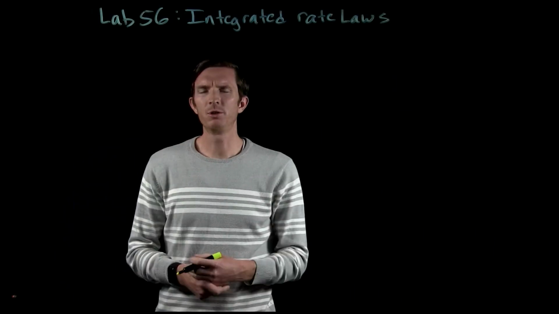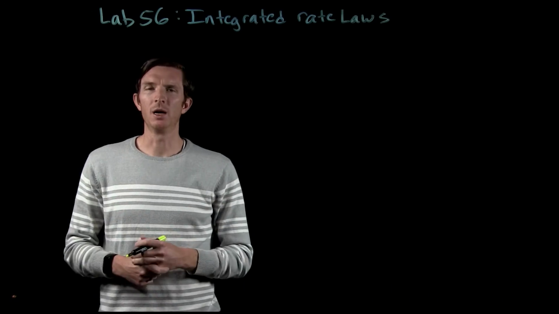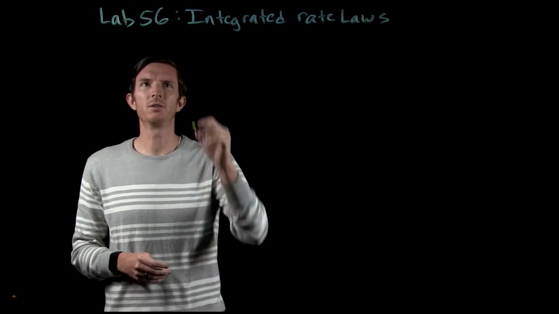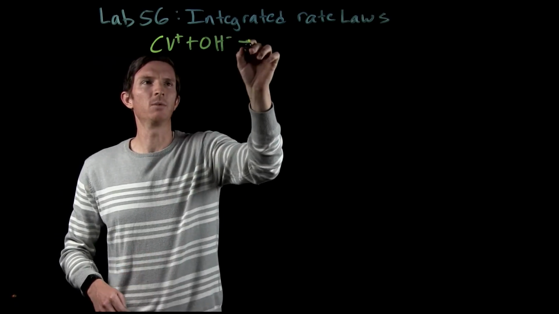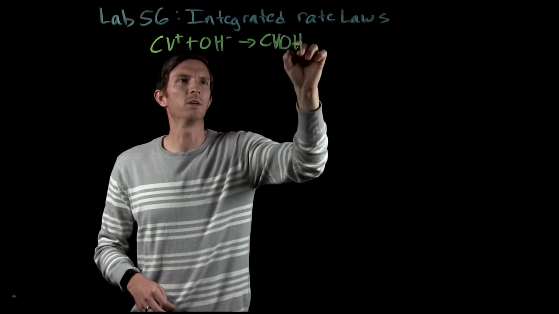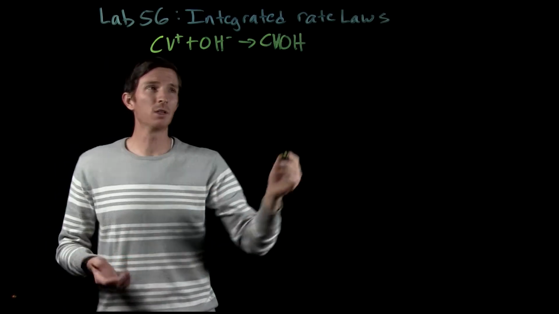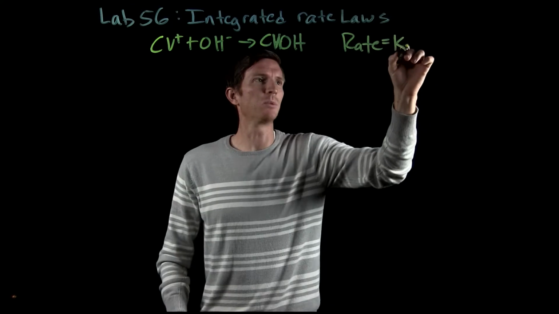Okay, so in this lab, what we're trying to do, for the 2 weeks that we're working, is identify the rate law expression for the reaction of crystal violet with sodium hydroxide. So we have crystal violet reacting with hydroxide to give us this crystal violet hydroxide complex. Now when we're doing this, what we're trying to identify is the rate law expression.